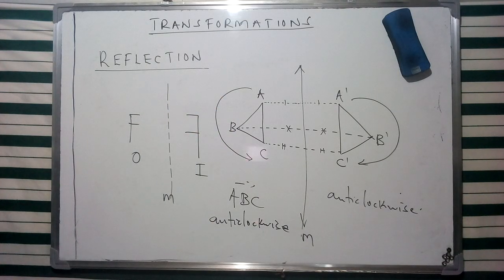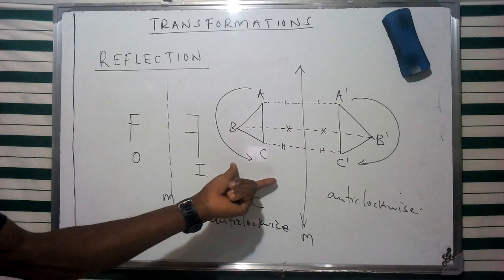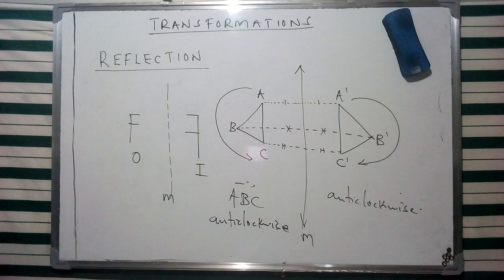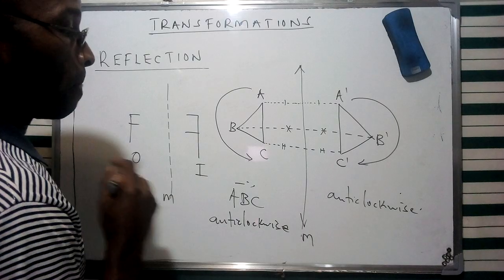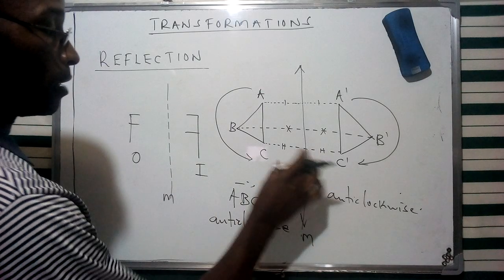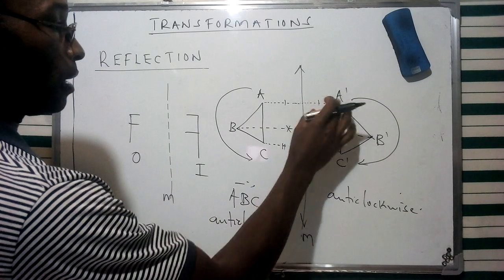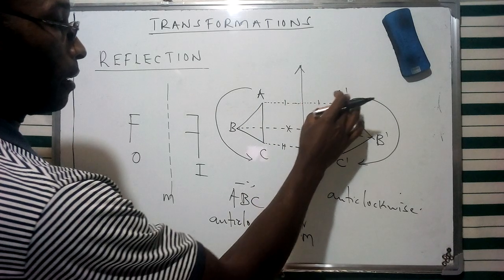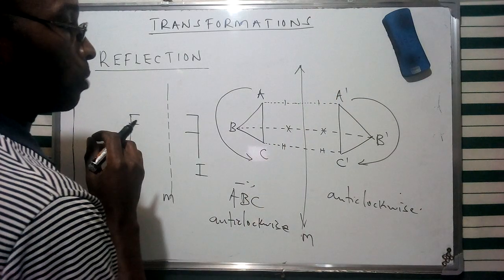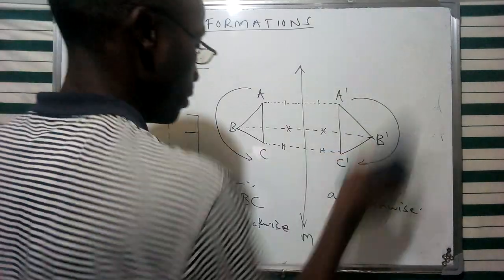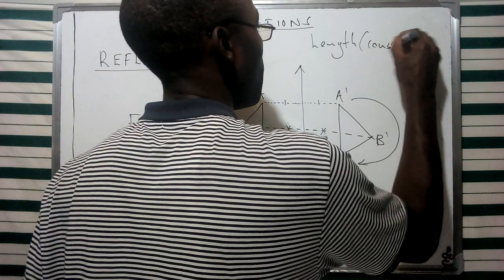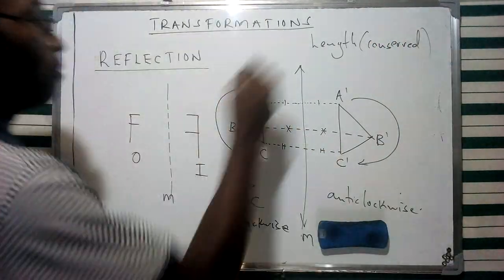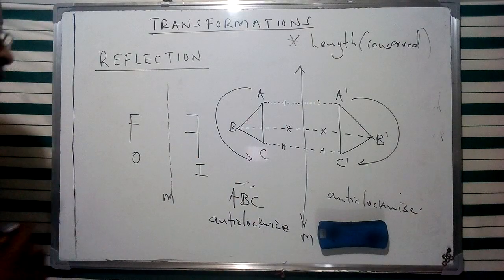Therefore, the concept of a reflection is going to display various characteristics, which are going to be described as either the characteristic of an image or an object. Whenever we perform a reflection, the length of the object from the mirror line and the length of the image from the mirror line is going to be the same. Therefore, we can describe length as being conserved. So under this transformation of a reflection, length is conserved.